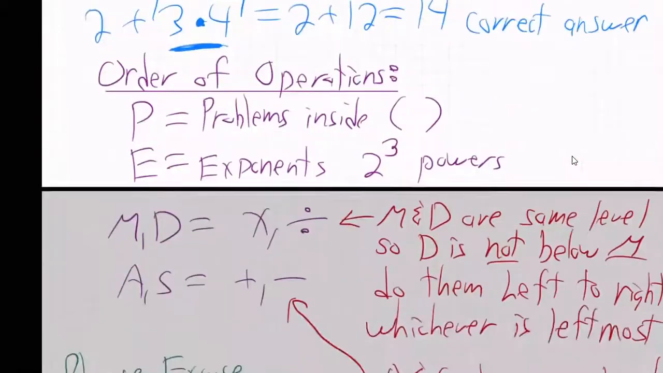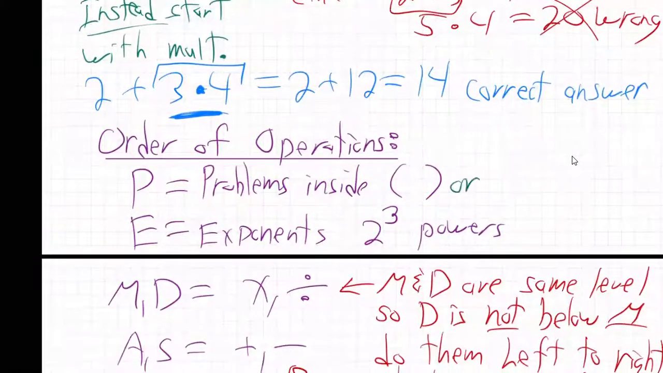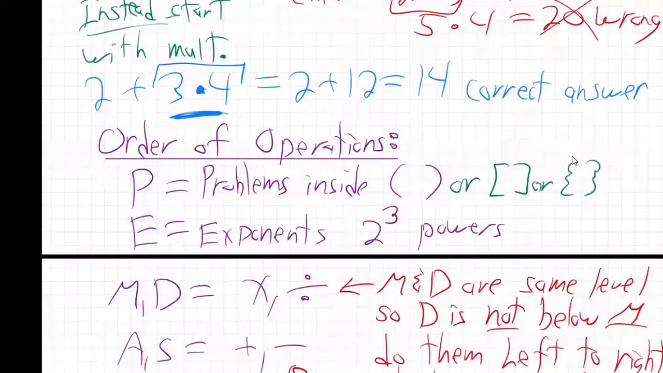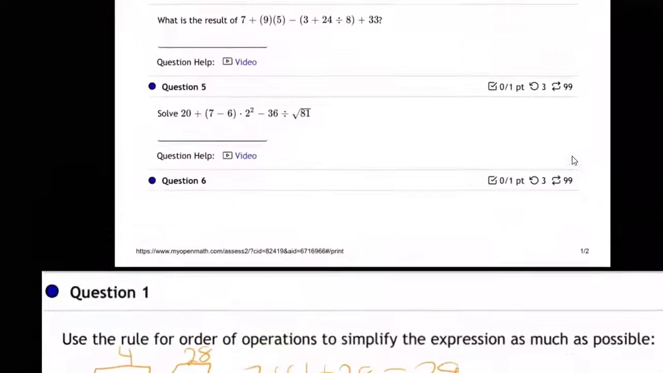That's probably helpful. Problems inside parentheses or brackets or even curly brackets. It's all the same thing. They're just different styles of parentheses, basically. So parentheses, brackets, curly brackets, whatever, grouping symbols. And you start with problems inside any grouping symbols. Parentheses, brackets, or curly brackets, all the same thing.